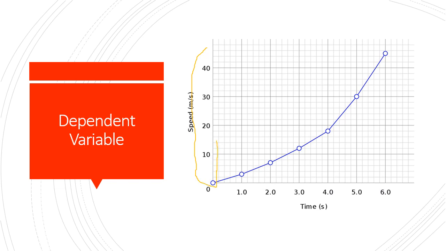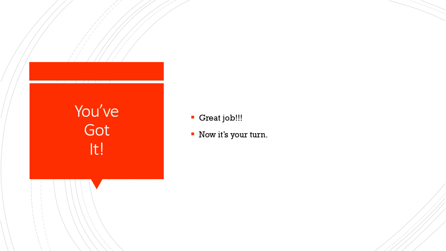Now, so the speed in this case was controlled by the time. Okay, so that, well, I love how math and science tie in together sometimes. And that was so easy that I know you guys are ready to get out there on your own and determine some dependent and independent variables. Maybe you can even do some experiments and impress us. Okay, so that's a great job. Now it's your turn.